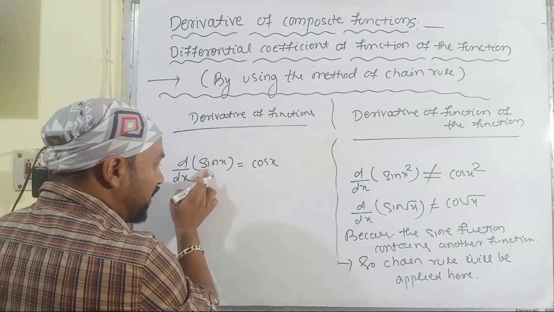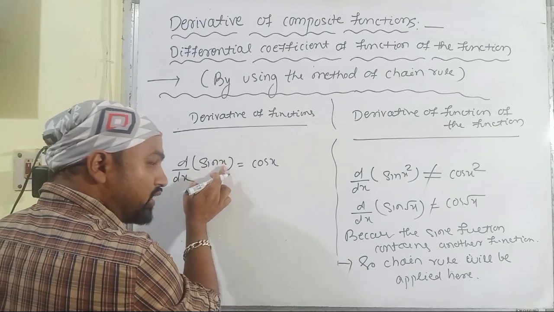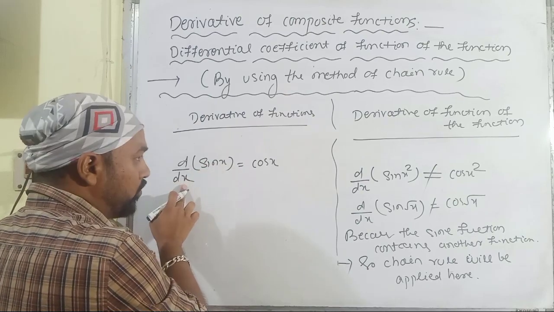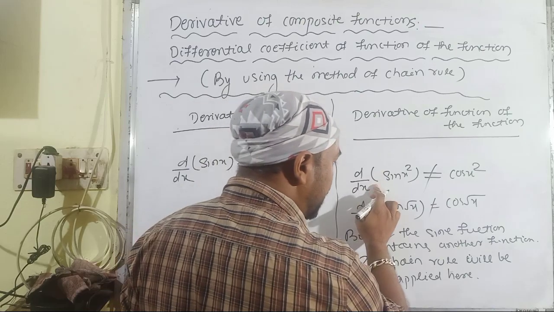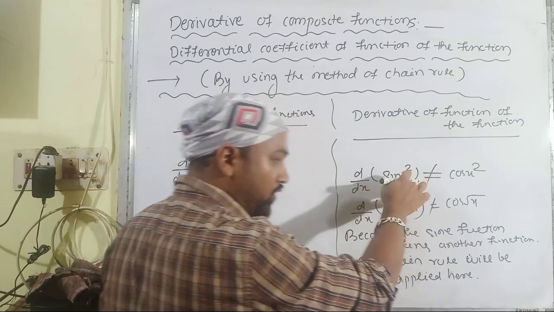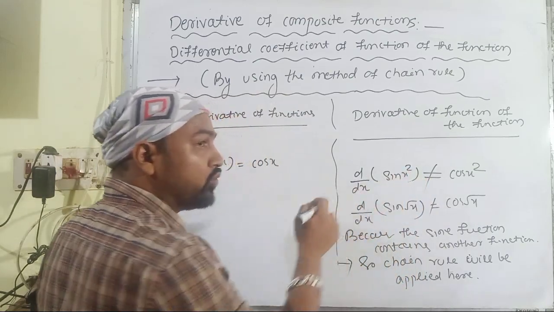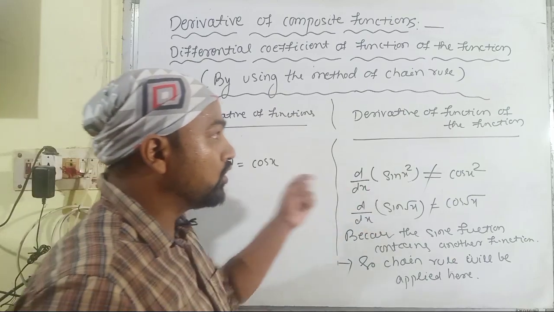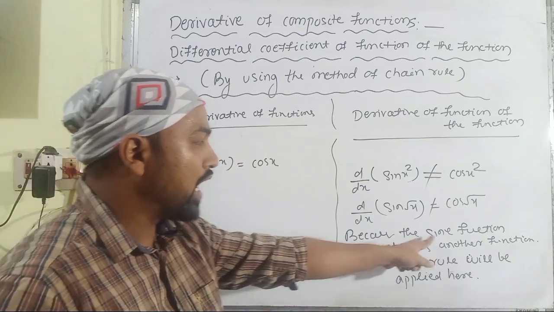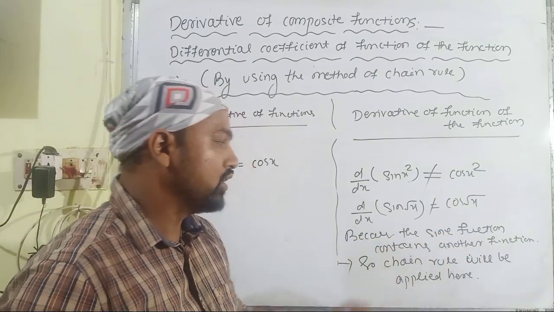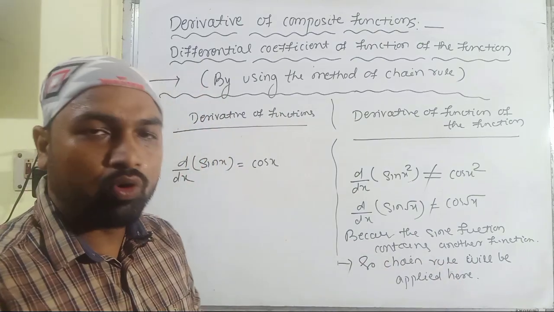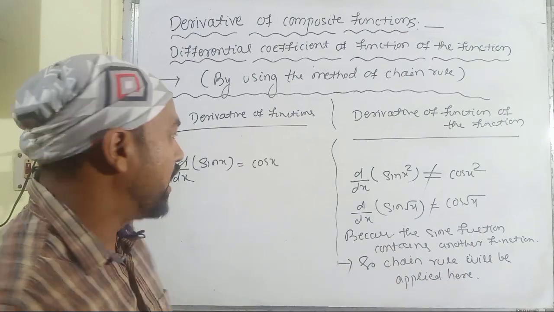So here we were differentiating a trigonometric function which contains a variable, and we differentiated the same function with respect to the same variable. But here we are differentiating a composite function, where the function contains another function, and we just differentiate with respect to a variable. So the general formulas of derivative are not applied here, because the sin function contains another function. So the chain rule will be applied here. We have to use the chain rule method, and then proceed to our exercise part.